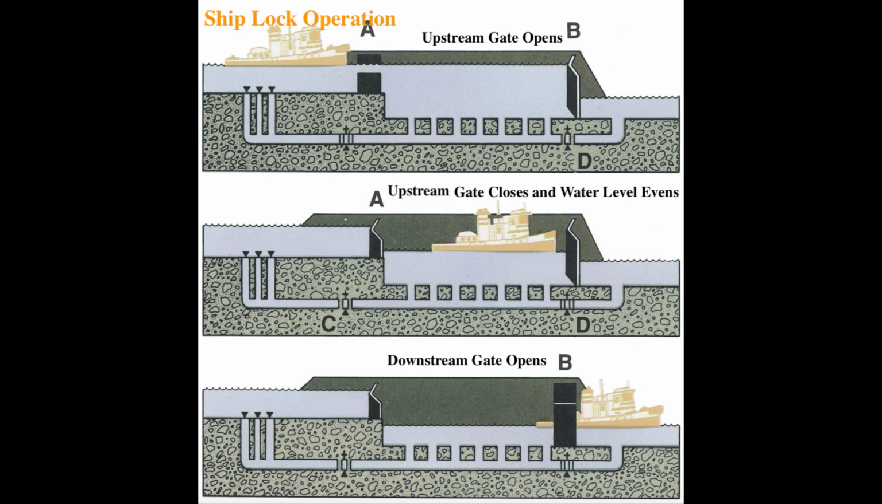You can see from this graph that the second step is that the upstream gate closes and the water level evens. You can see from this graph that the third step is that the downstream gate opens, and the ship moves out of the lock. In conclusion, this graph is very informative.